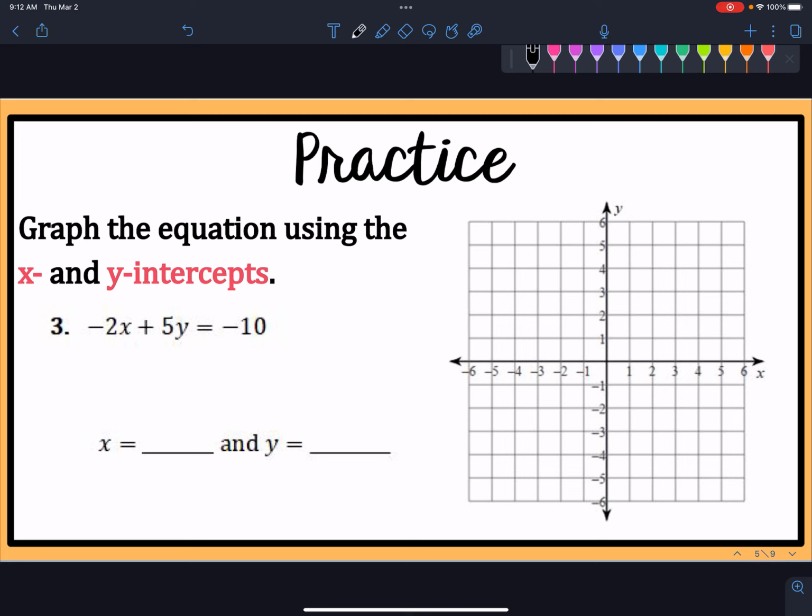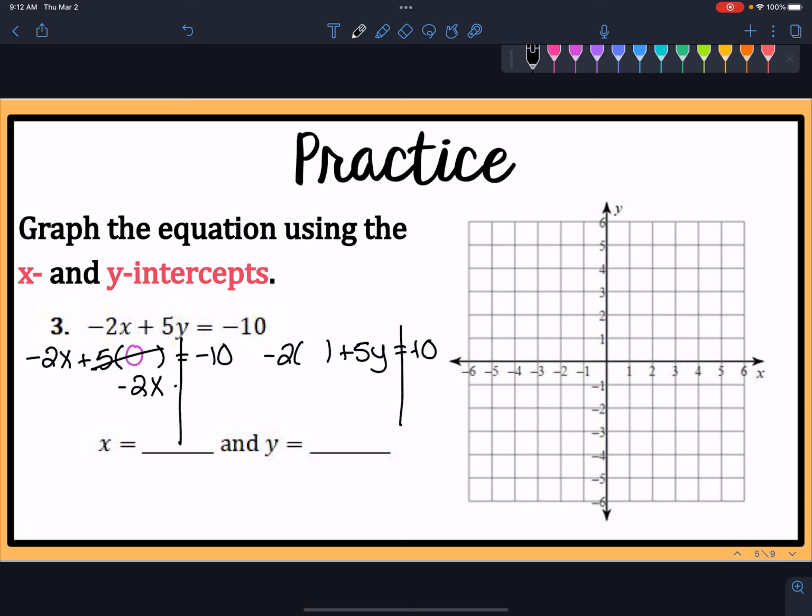Let's try one more. This one's a little bit more complicated. So again, I'm going to have 2x plus 5 times 0 is equal to negative 10. And I'm going to do 2 times 0 plus 5y is equal to negative 10. So if I replace y with 0, it cancels out. I get negative 2x is equal to negative 10. Divide by negative 2, and x is equal to positive 5.